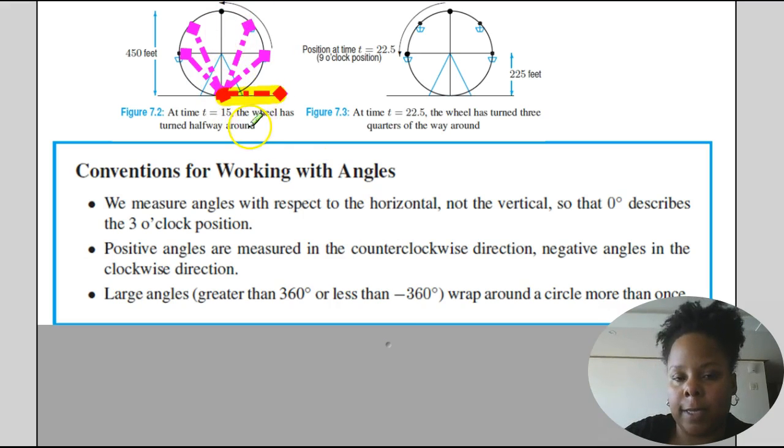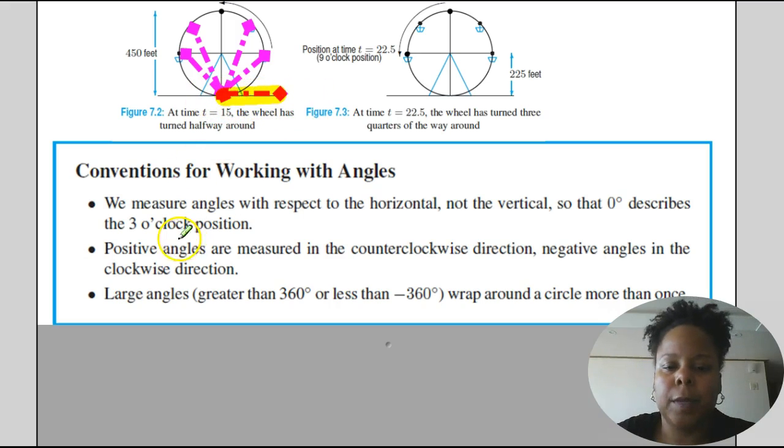There is a way you can define an angle to be based off a vertical line, but we're going to do it based off the horizontal line. So that 0 degrees represents the 3 o'clock position. So anyway, 0 degrees looks something like this, where they're right on top of one another.